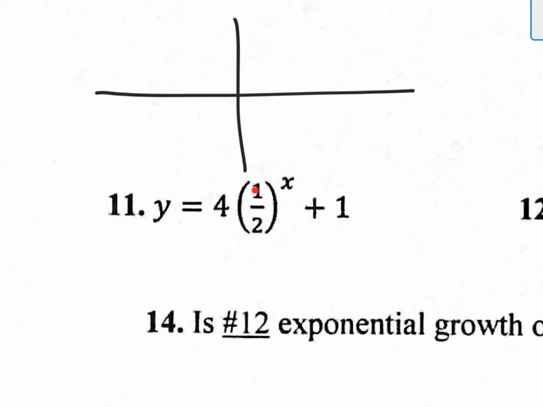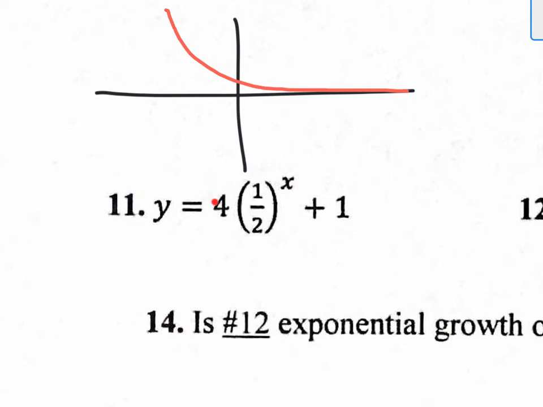Decay, because the b is less than 1. If it were greater than 1, it would grow from left to right. It's a decay factor of 1/2, which means it's less than 1. It's going to decay from left to right. So just a quick sketch. All decay functions start up here somewhere and just decay down to the asymptote, which is nothing in this case, right?